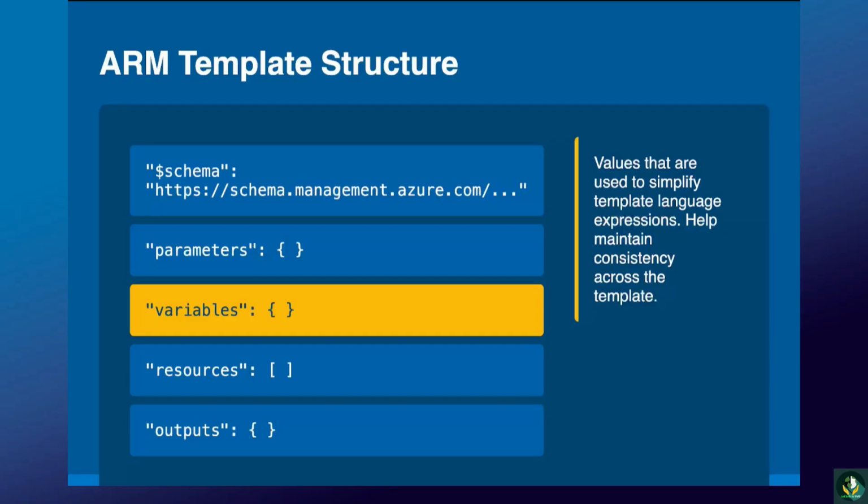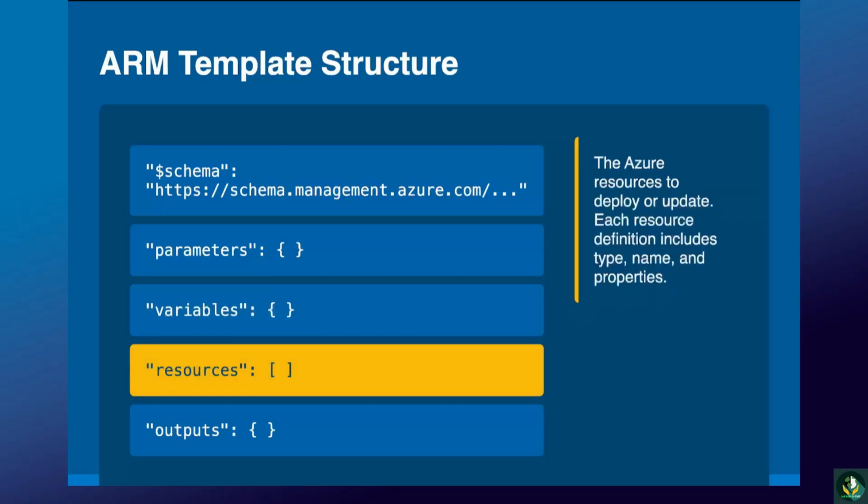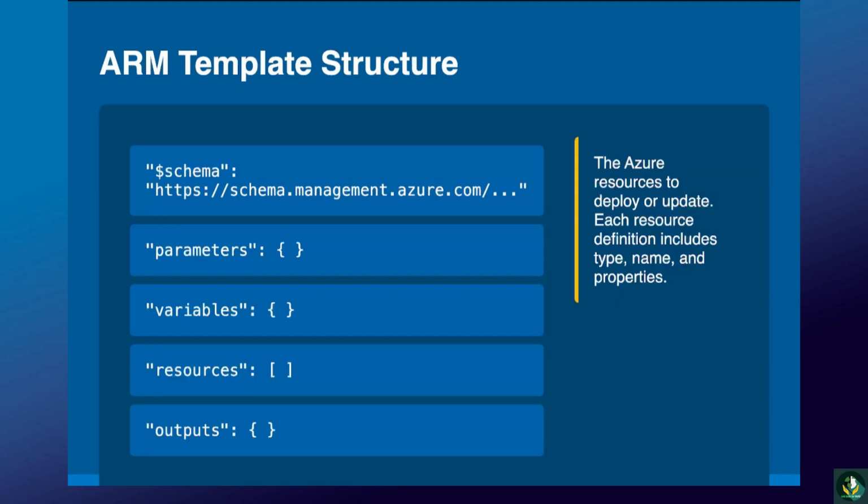The resources section, the next one, defines the actual Azure components for deployment, such as virtual machines, storage accounts, and networking components. Now, the service processes these definitions to create or update the specified resources in your Azure environments. Each resource definition includes required properties like name, location, and specific configuration.